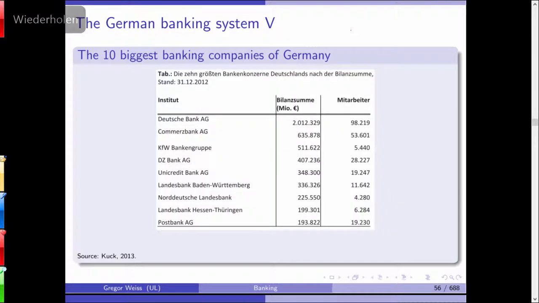Okay, now these are the 10 biggest banking companies in 2012. Deutsche Bank, Commerzbank. You can see that KfW, state-owned, is the third largest bank, or used to be the third largest bank. DZ Bank, UniCredit, LBBW, Norddeutsche Landesbank, Landesbank Hessen-Thüringen, Postbank. Again, remember, though the Sparkassen and the cooperative banks, because they operate only regionally, they're quite small. And we have many local banks. The largest banks are the Landesbanken and the private banks.